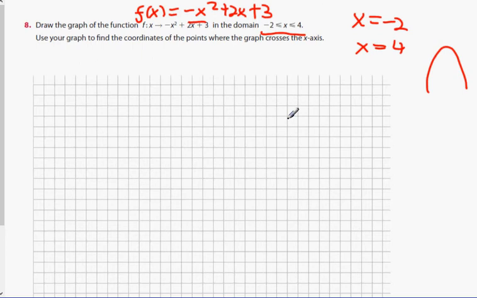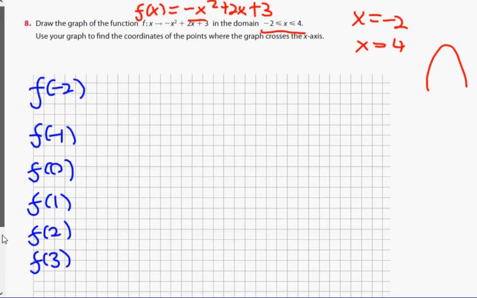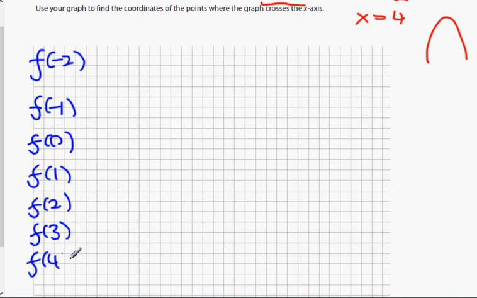So here's what we do. We start off, we have to find out what f of -2 is, f of -1, f of 0, f of 1, f of 2, f of 3, and then finally f of 4. Now, in a test and for homework, you're going to have to show all your workings. Okay? Now here's how I would do it in a test.